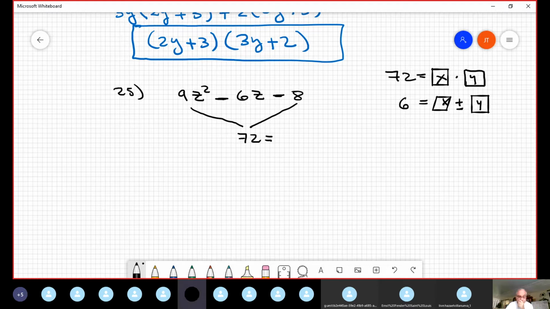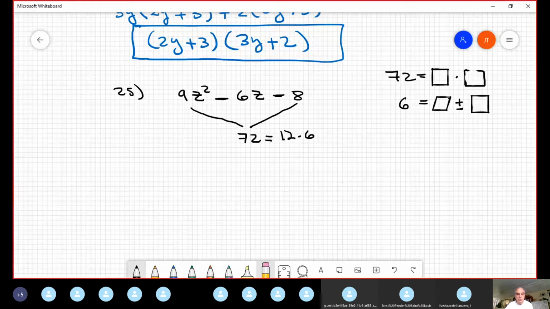6 times 12. Exactly. Very, very well. Because 12 times 6 is 72. The combination is 12 and 6 because 12 times 6 is 72 and 12 minus 6 is 6.